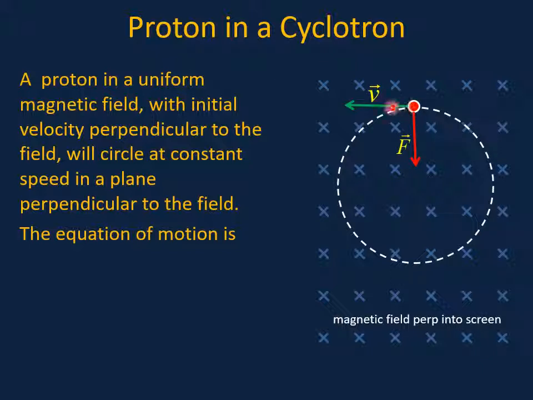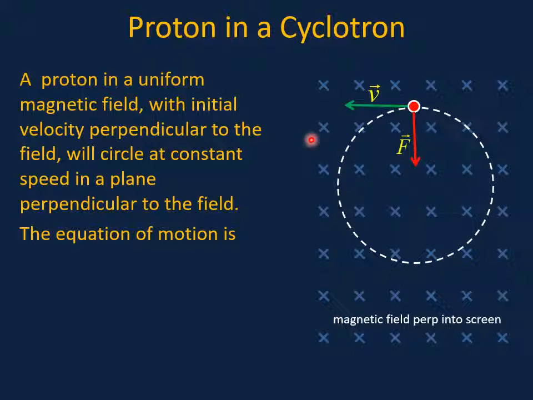Initially, the proton is moving in this direction with the speed v. According to Lorentz's rule, the Lorentz force is given by v cross B times the charge, of course. And applying the cross product rule, you can see that the force due to the magnetic field is downwards, as shown here by the red arrow.